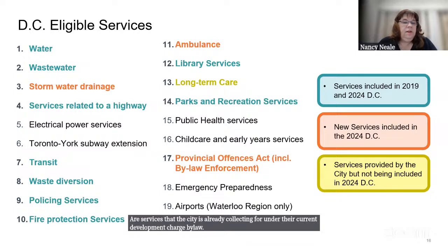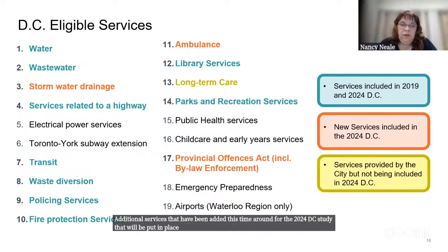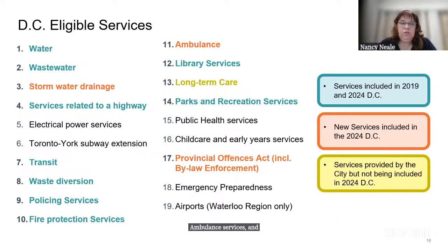Additional services that have been added this time around for the 2024 DC study that'll be put in place include stormwater drainage, ambulance services, and Provincial Offences Act, which also includes bylaw enforcement.